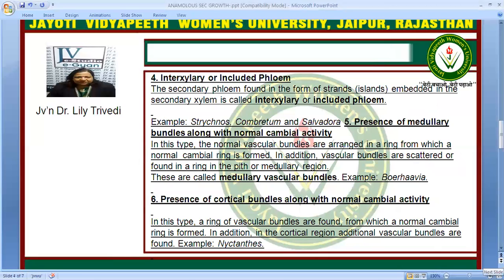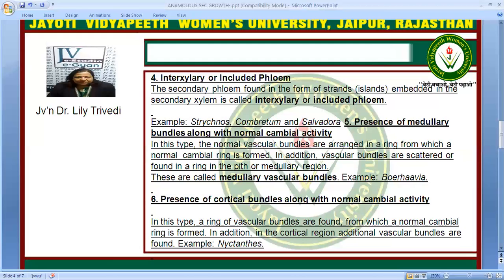Now we have another type, that is interxylary or included phloem. Here the secondary phloem is found in the form of strands or islands and it is embedded in the secondary xylem. Therefore it is called included phloem or interxylary phloem. The examples are Salvadora, Combretum and Strychnos.